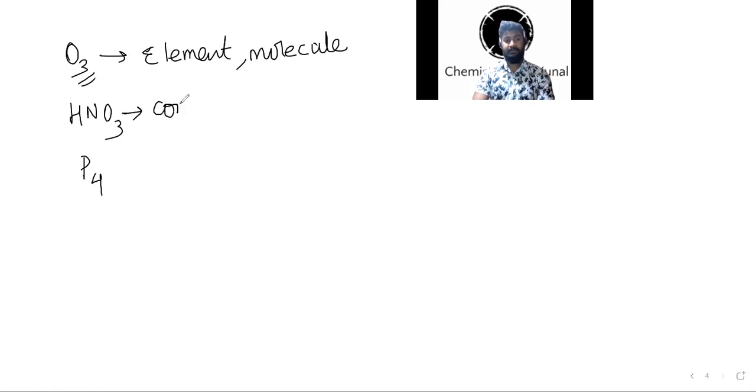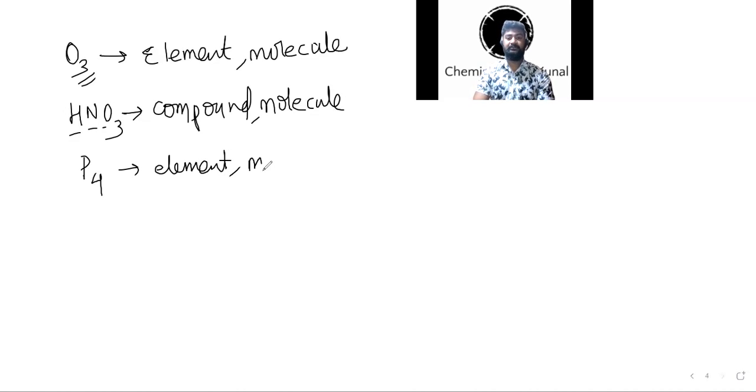HNO3 is a compound, right? Because it's made up of 2 or more different atoms. But it is also a molecule because essentially it's a group. P4, is it an element? Yes, but majorly it's a molecule. This is the conceptual clarity that you must have when these terms are considered.